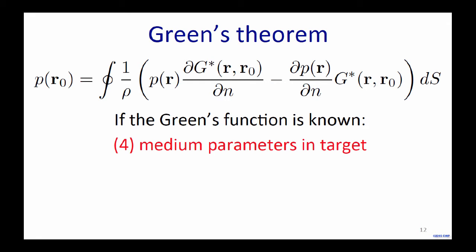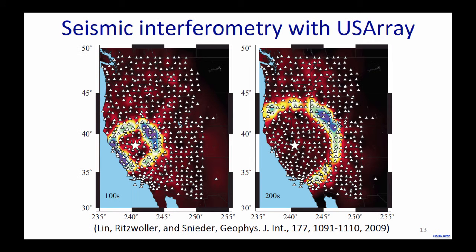So, getting the Green's function is really key. I first want to show you some data examples where we have been able to get the Green's function directly. This was a study we did about 7 years ago, seismic interferometry with USArray. What we did is we cross-correlated the seismic noise recorded at the station indicated with a star with the seismic noise recorded at all the stations indicated with triangles.